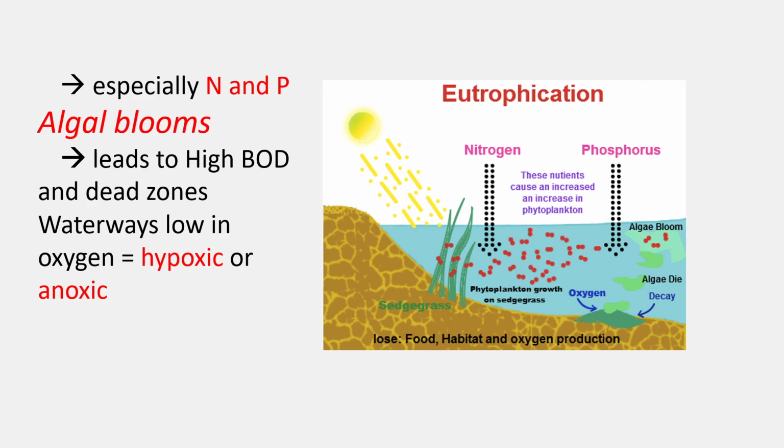So you can see from the diagram here, you have an introduction of nitrogen and phosphorus. This increase of nutrients creates an algal bloom. When the algae die, they are decomposed, and that decomposition process actually uses up a lot of the available oxygen, so then the dissolved oxygen levels decrease very low.